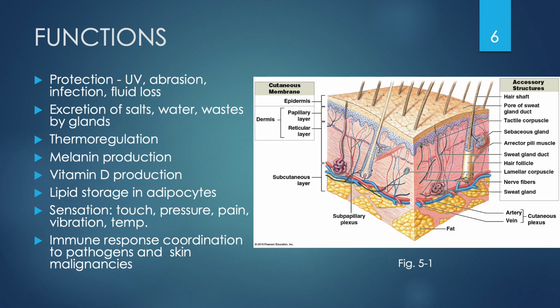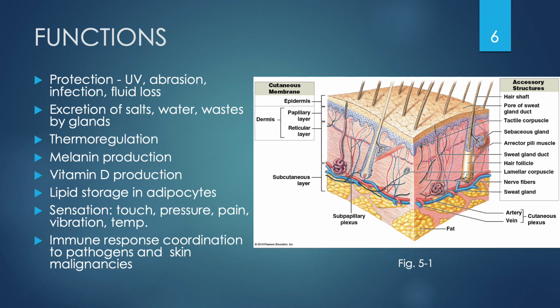It's also important for maintaining an appropriate amount of excretion of salts and water and waste by glands. So the glands in the integumentary system are going to be releasing their products to the skin, either through a hair shaft follicle or through an actual pore of a sweat gland duct. It's also important for thermal regulation. So we perspire to maintain a normal temperature. And so the skin helps us to cool down, but it also helps to generate heat by standing up all those little hairs via those erector pili muscles.